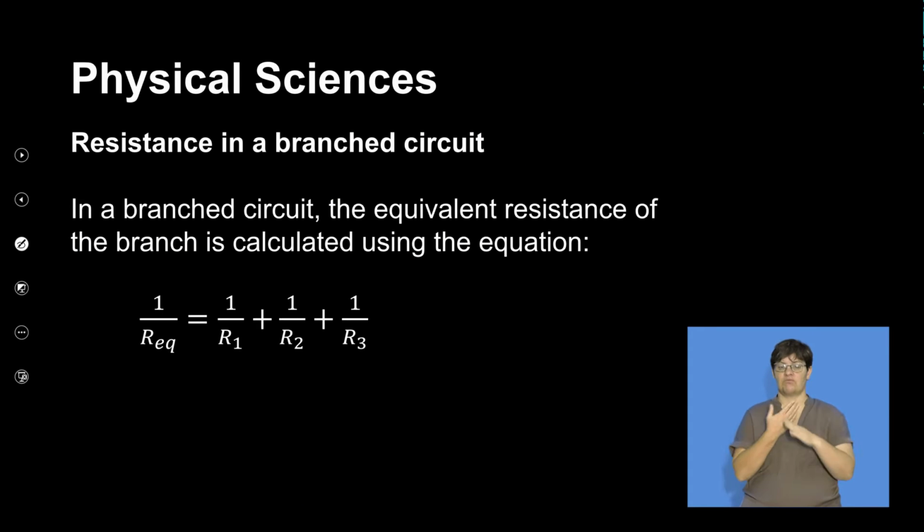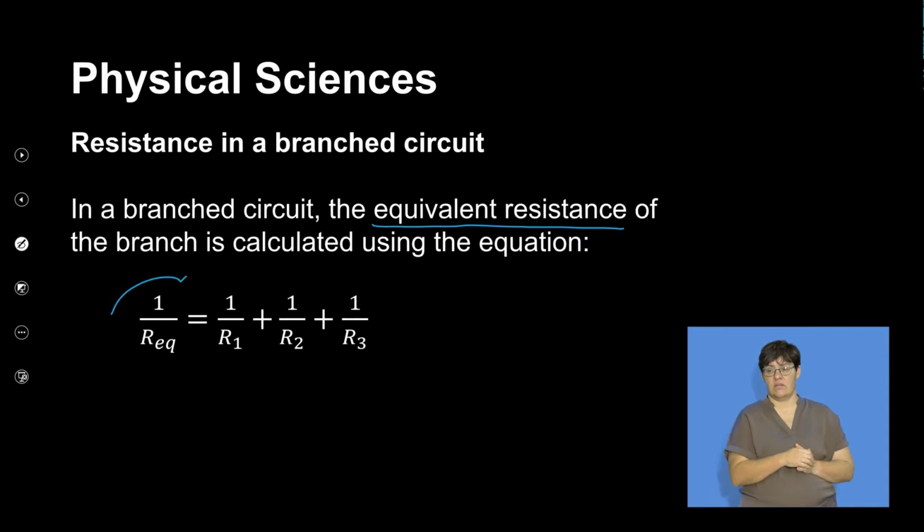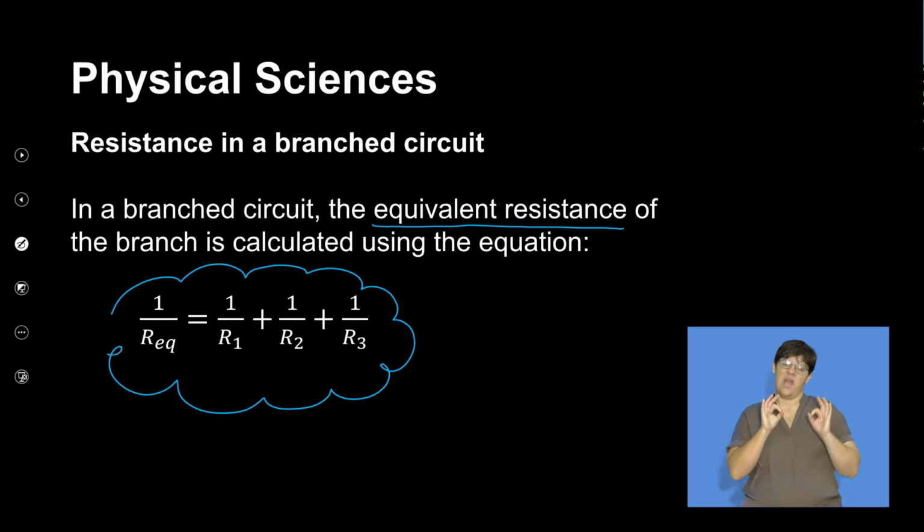Right. So let's talk about resistance in a branch circuit. In a branch circuit, the equivalent resistance of the branch is calculated using this equation, 1 over R equivalent. Sometimes we use the term effective resistance. But remember, we are interested in calculating the equivalent resistance, so make sure that you actually get the equivalent resistance, not the reciprocal. Very, very important.